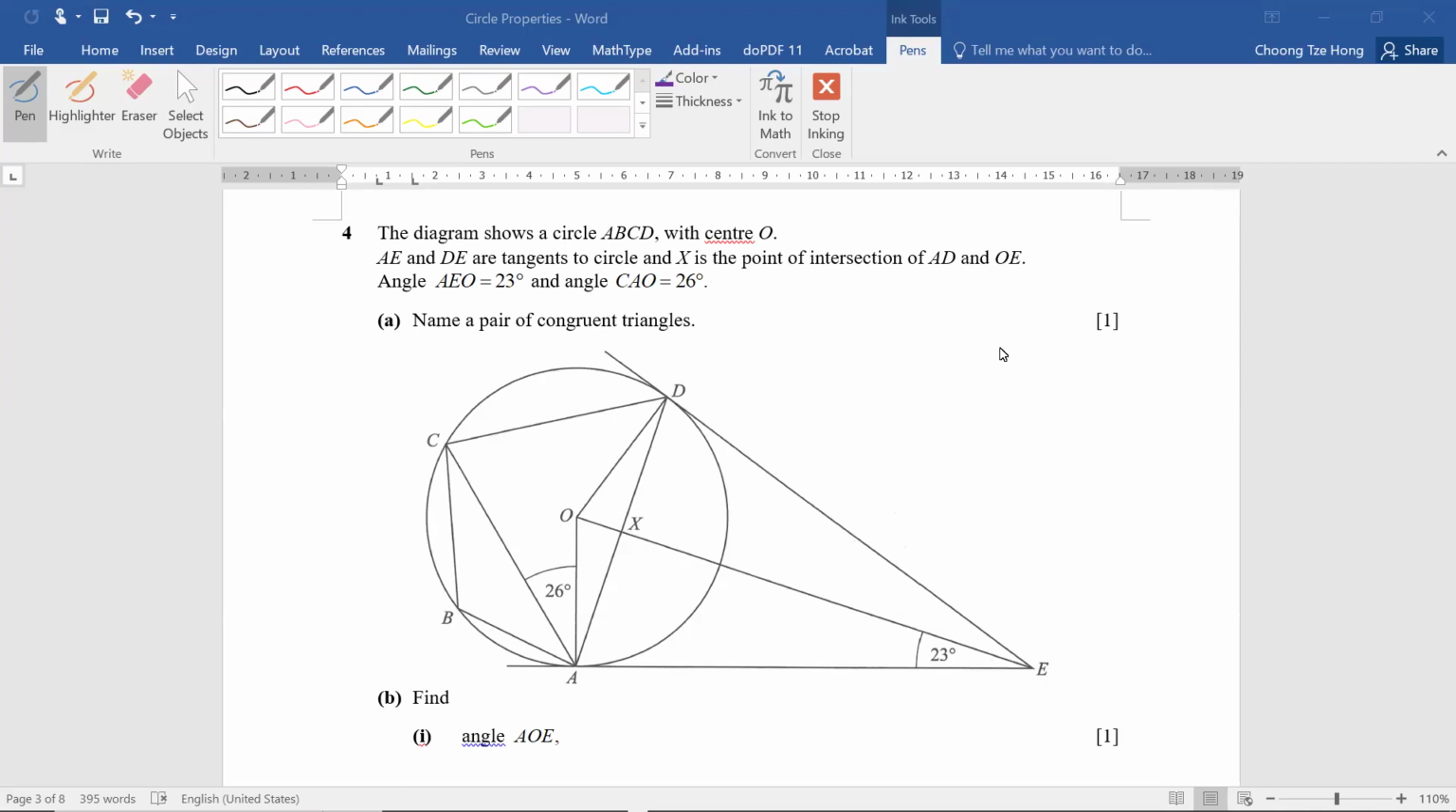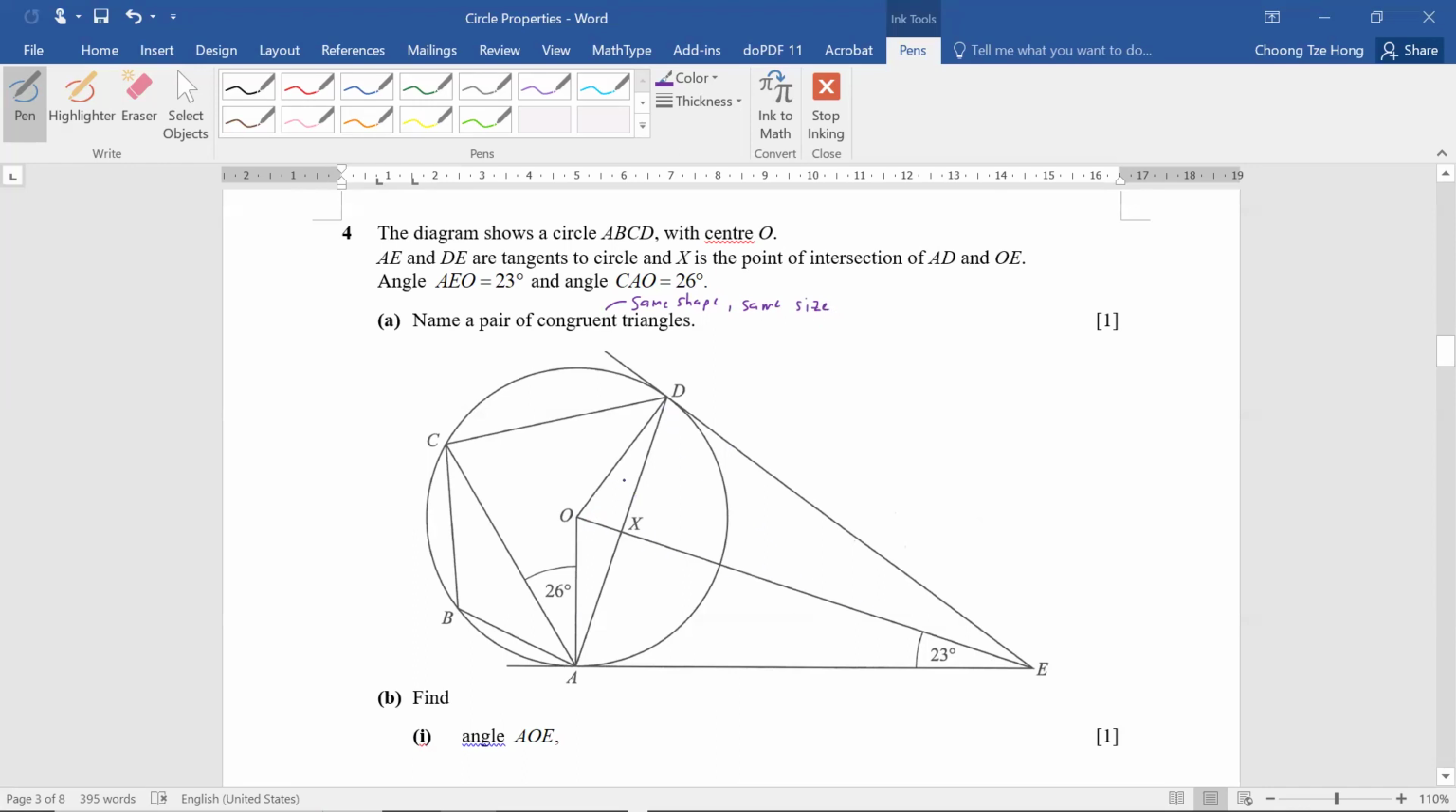Over here, just for a 1 mark question, you're asked to name a pair of congruent triangles. If you recall, congruent triangles means they must have the same shape and also the same size. In other words, the two triangles are identical. From this question it is quite obvious, there's more than one answer, but if I were to choose, I'm going to choose triangles AOE and DOE.